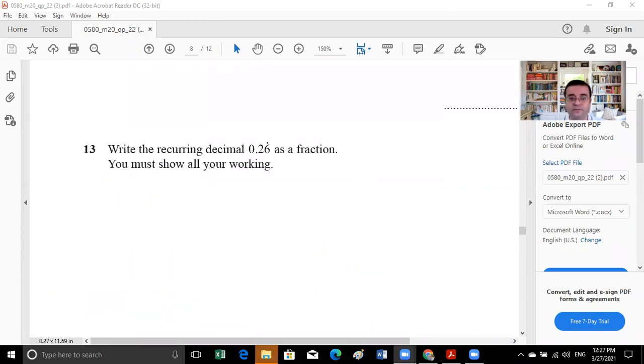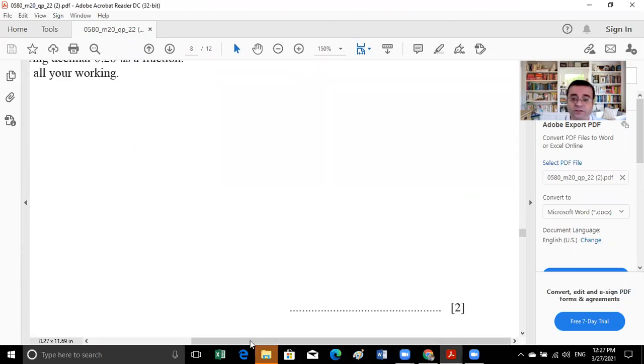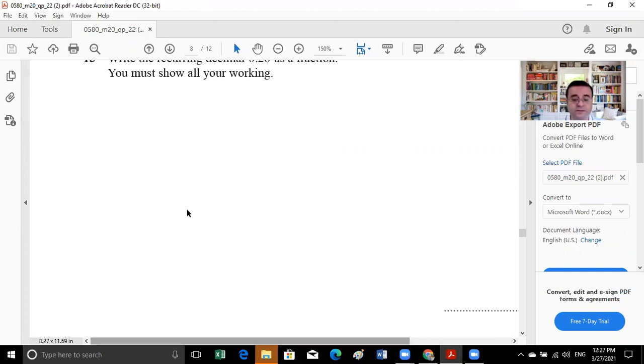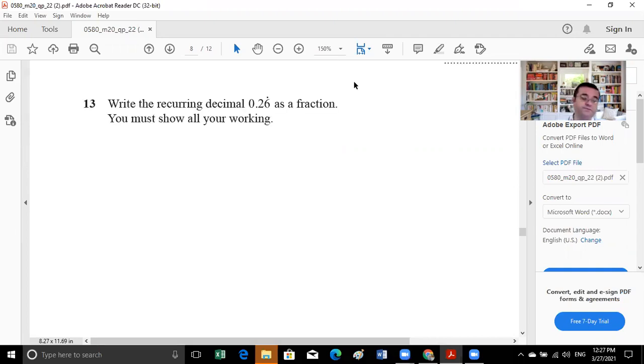Here, write down the recurring decimal as a fraction. You must show your work. You see, when they ask you must show your work, it jumps to 2, 3, 4 marks. What do you do? We separate them. Let x equal 0.26, with the 6 recurring.